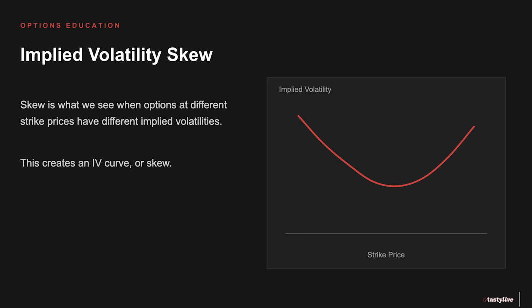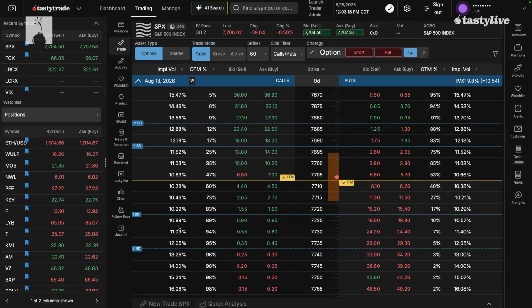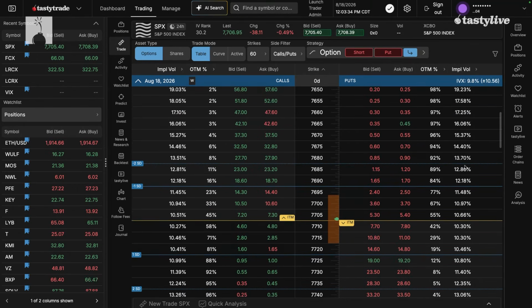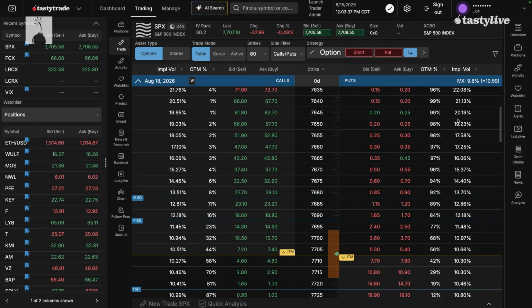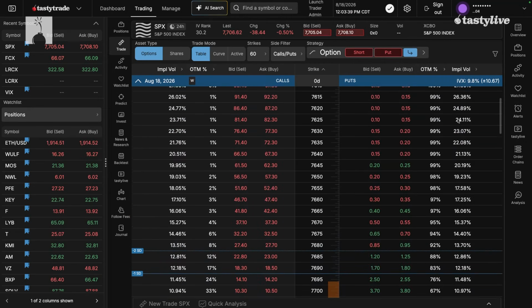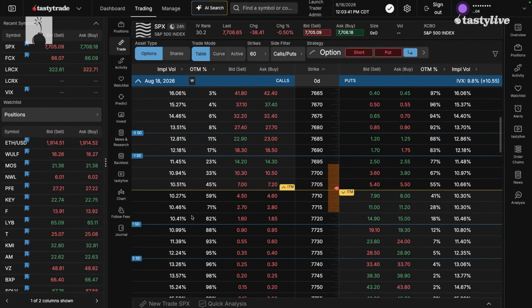Typically, it looks like a curve, with the bottom of the curve towards the at-the-money strike. So in other words, around 77.05 or so, 77.10 is where the lowest volatilities are. And here we see 10.66 on the put side and 10.27 on the call side. And you see how they start going up as we look further and further out of the money on these lower strike puts. And then they start going up also as we look further and further out of the money on the higher strike calls.